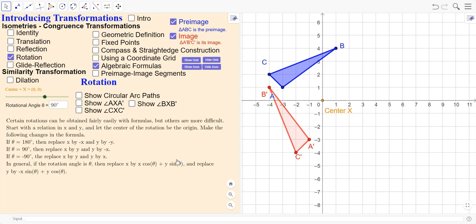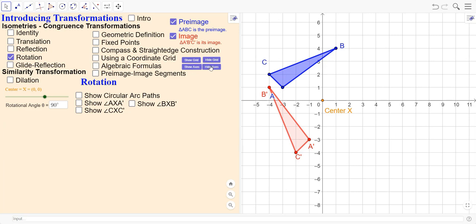Now, in general, it's much more complicated, but you can use some trigonometry to show that if you take a formula in general and you replace X by X times cosine of theta plus Y sine theta, and replace Y by -X sine of theta plus Y cosine theta, then that turns out to give you a rotated image by theta about the origin. That was a little more complicated. Going to leave that for another day.